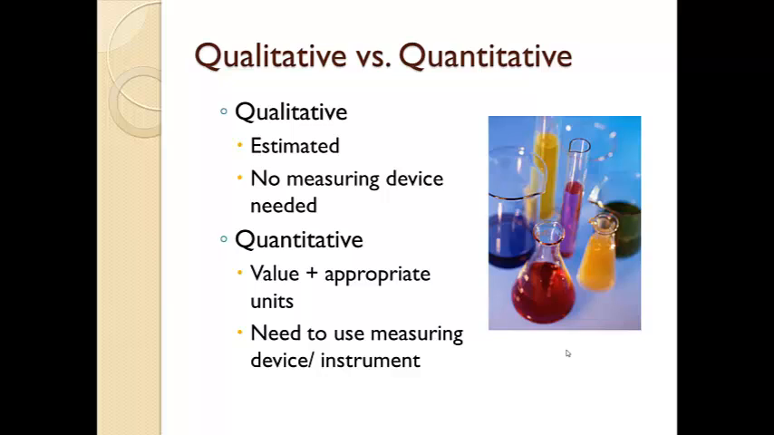Going back to qualitative and quantitative, it's typically estimated and no measuring device is given. Whereas quantitative, you need a value, an actual number, and appropriate units. Make sure you use the units, otherwise you'll be confused on what the number actually means. You need to use a specific instrument, and you'll be learning more about that in the laboratory section of your class.